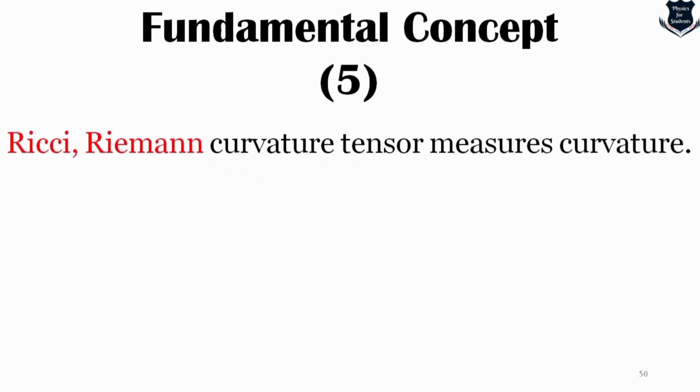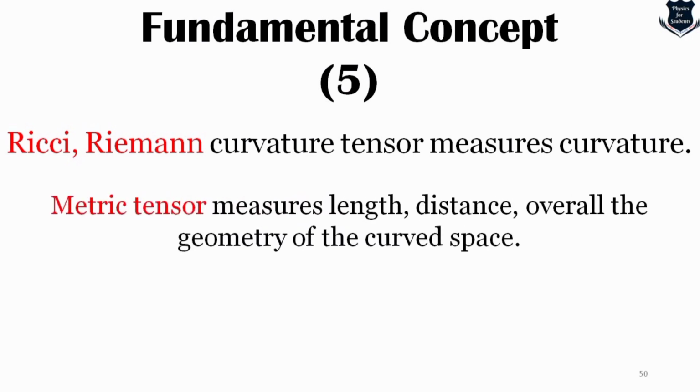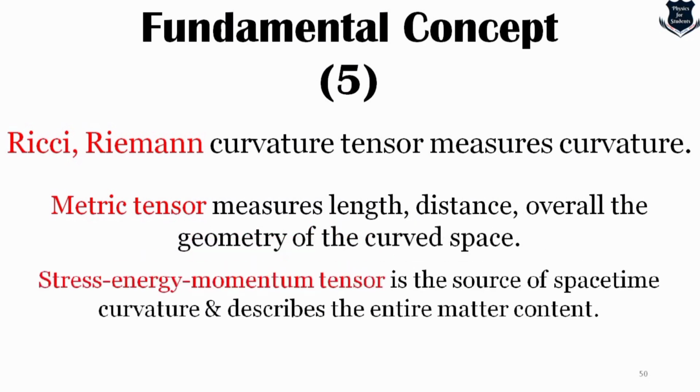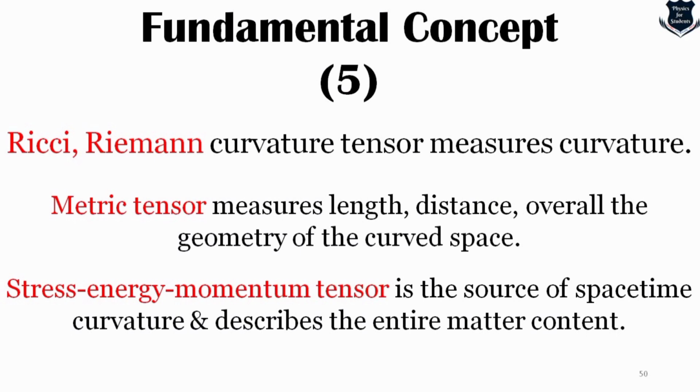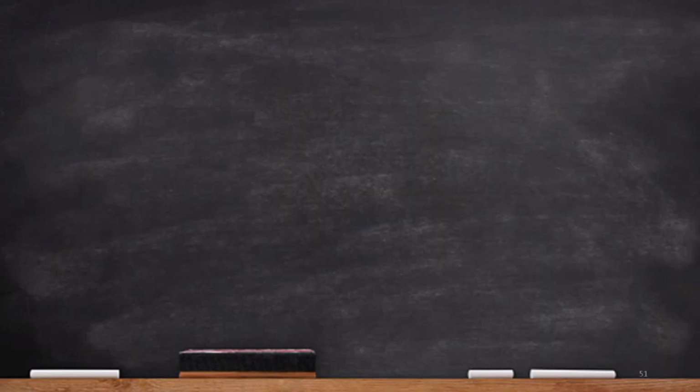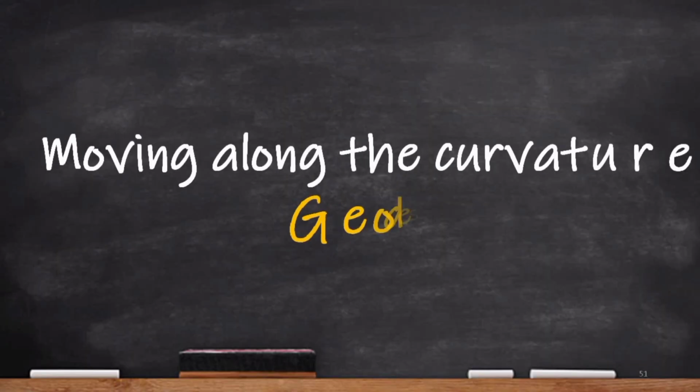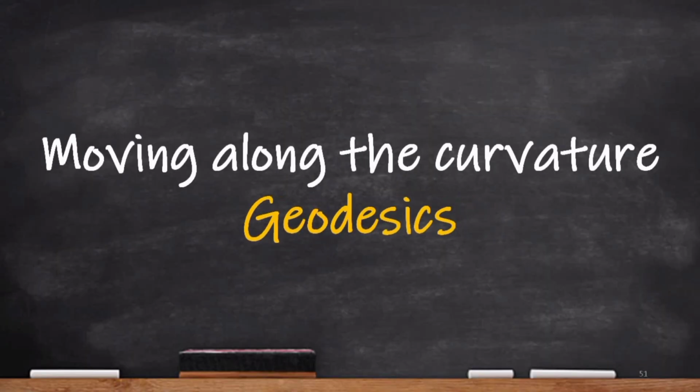The Ricci and Riemann curvature tensors measure the curvature. The metric tensor covers the overall causal structure and length and distance, where it is stretched, how it is dense, etc. And the stress-energy-momentum tensor is the source of space-time curvature, and it describes the matter content. Right? So this is point number 5, the fifth fundamental concept. Now we come to the last fundamental concept, which is moving along the curvature, or the geodesics.